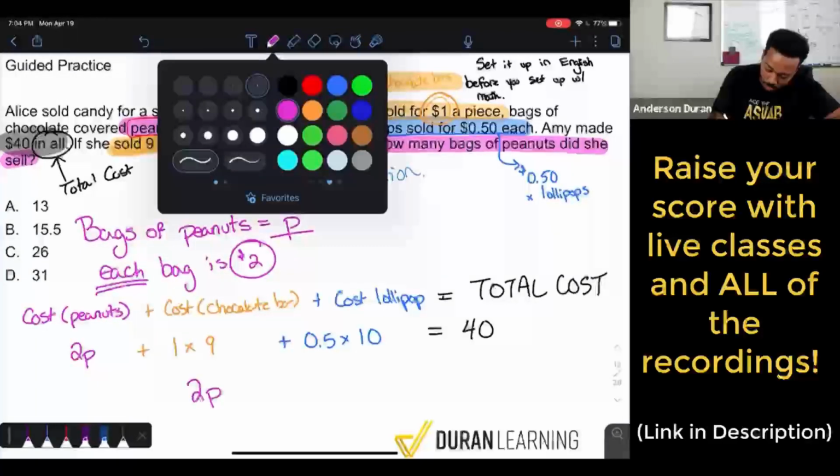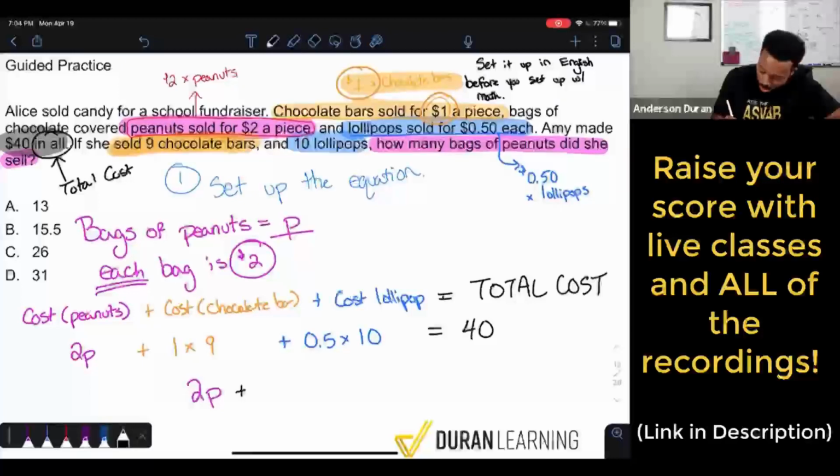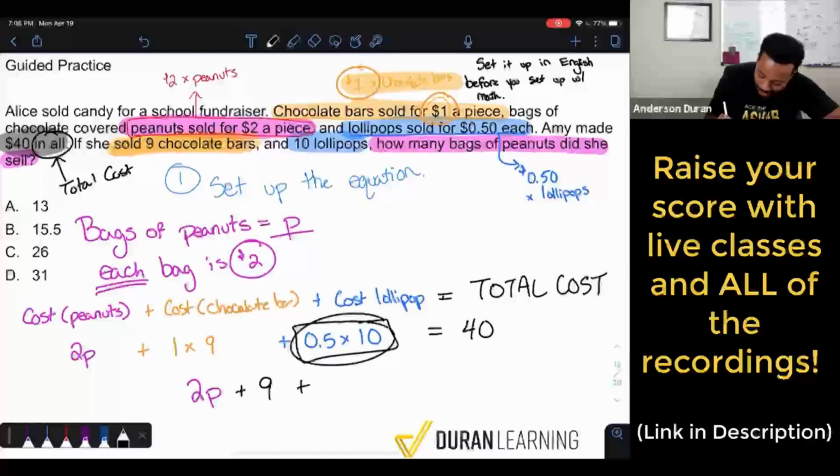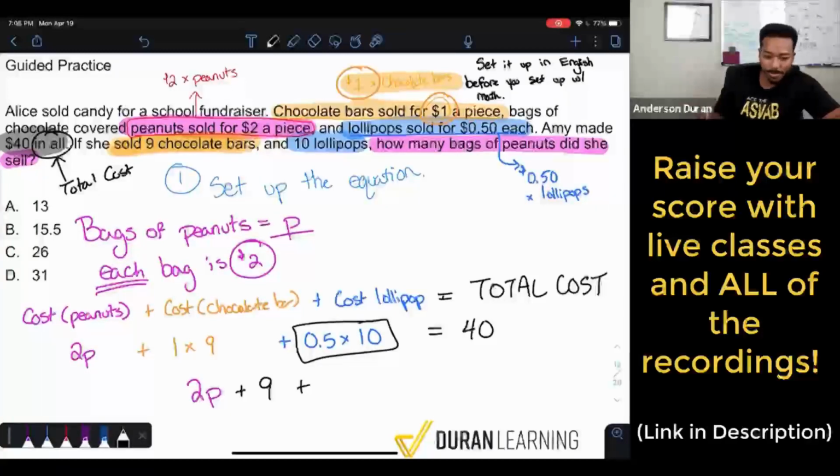Everybody, 1 times 9, quick. Yup, 9. Plus, everybody, multiplying by 0.5 is the same thing as doing what? Dividing by what, John? Exactly, dividing by 2. Because everybody, is it true that 0.5 is the same thing as saying half? Right? 0.5, that's 50 cents or half a dollar. Yeah, exactly. 0.5 is the same thing as half. And so, everybody, what is half of 10? Exactly, 5. Equals 40.